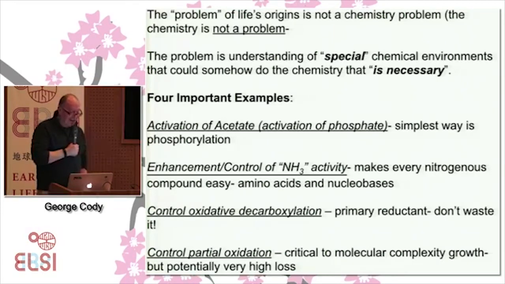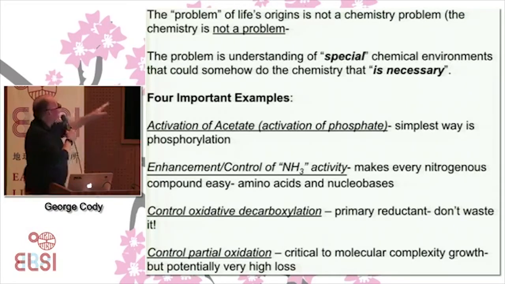So what I'm getting at is that the problem of life's origins is not, in my mind, a chemistry problem. The chemistry is not the problem. We know how to do the chemistry. The question is how to harness that chemistry or to direct that chemistry through some sort of control function. And we'll hear more about that in Christoph Flamm's talk, and this is where I think theory really has to jump into this. So the question is, what is special environment?